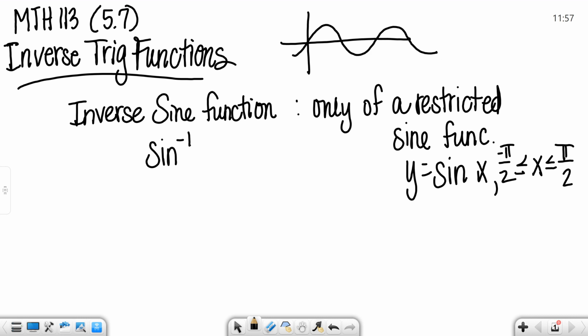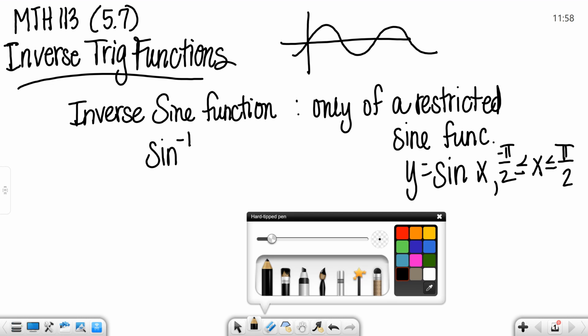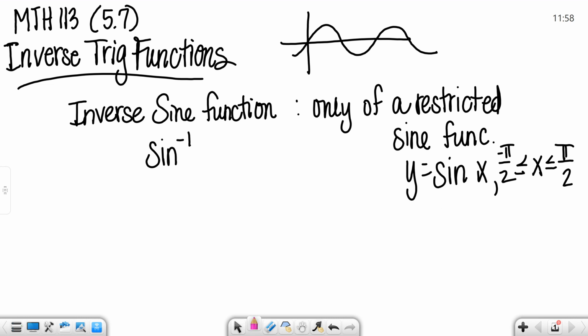To decide if it actually has an inverse, it has to pass the horizontal line test. I don't know if you remember what that is, but the horizontal line test says if a horizontal line touches it in more than one place, it does not have an inverse. So that's not what we want to happen.